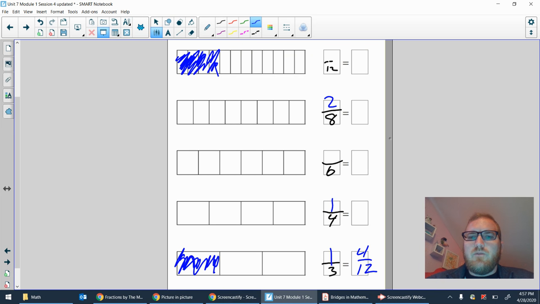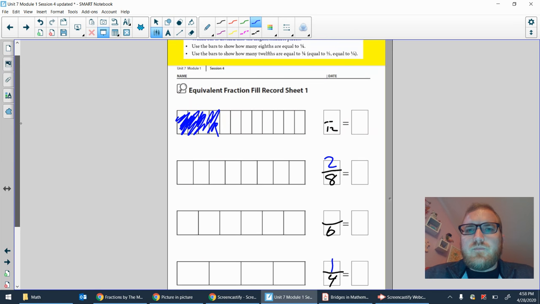Once again, mathematicians, when you know your multiplication facts right away, you're going to see some connections between your numbers too. The idea here is that 1 times 4 is 4, and 3 times 4 is 12. So using multiplication is a great way to change your fractions and to find equivalent fractions as well.